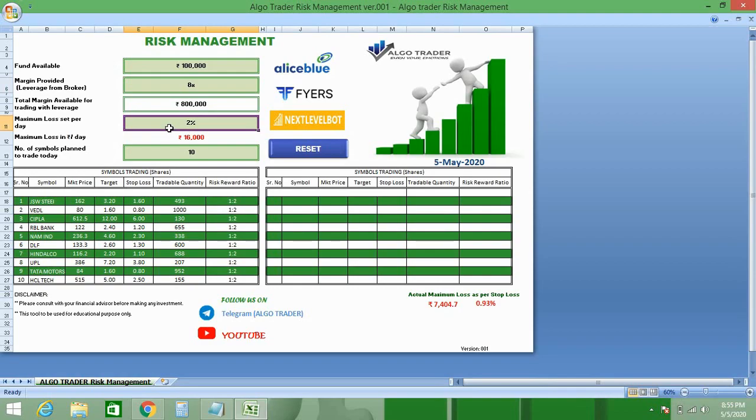I put 2% because normally I do all my trades with 2% loss. And I always recommend, guys, if you are new to trading, always start with 1% or 2%, and as you gain confidence in your trading, guys, you can go up to 5%. Don't go more than 5%, and I'll tell you the reason why.